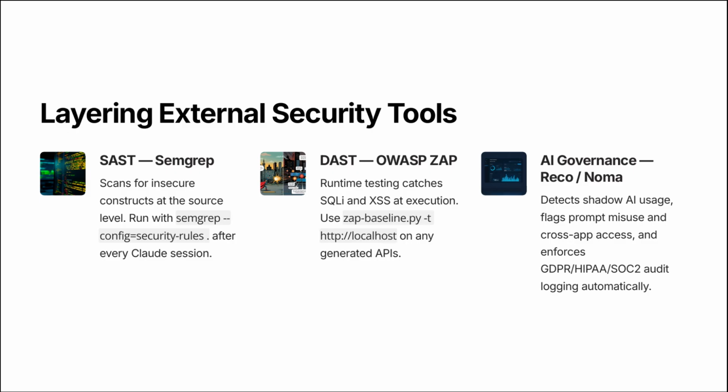Lastly, AI governance with tools like Reco and Nomaze is a critical measure to implement. These tools help detect shadow AI usage, flag prompt misuse and cross-app access, and most importantly, they handle GDPR, HIPAA, and SOC 2 audit logging automatically. This is incredibly important for maintaining compliance and ensuring responsible AI usage. By layering these external security tools, you can build a robust and secure application environment.